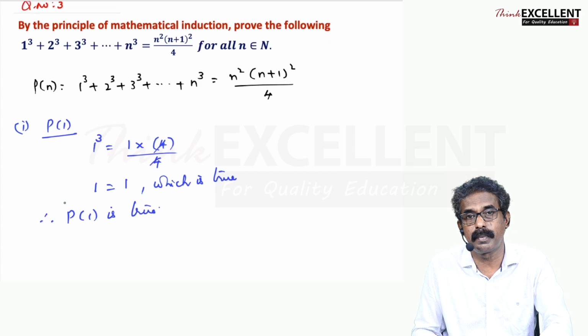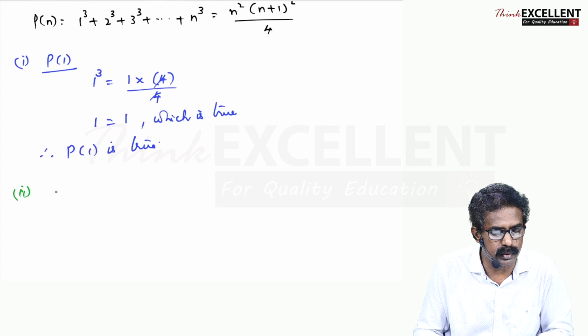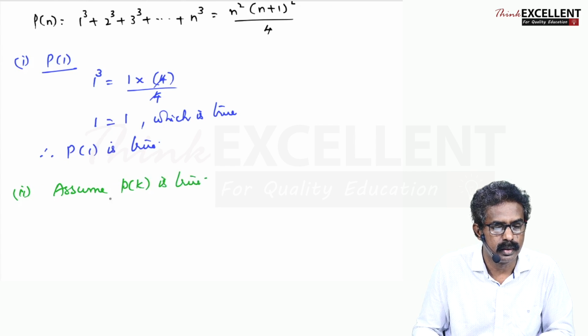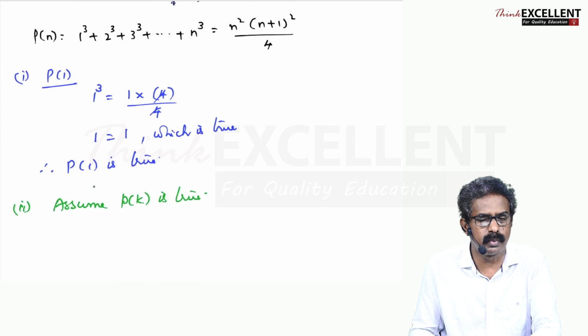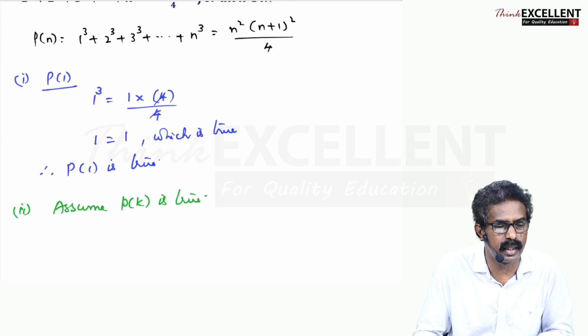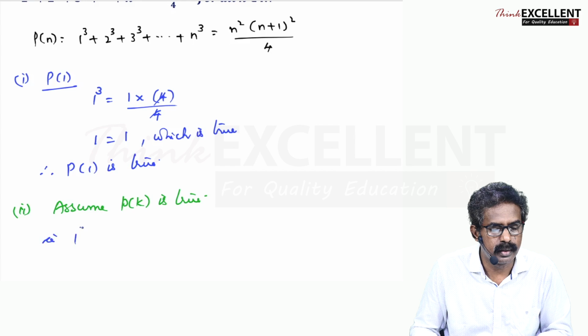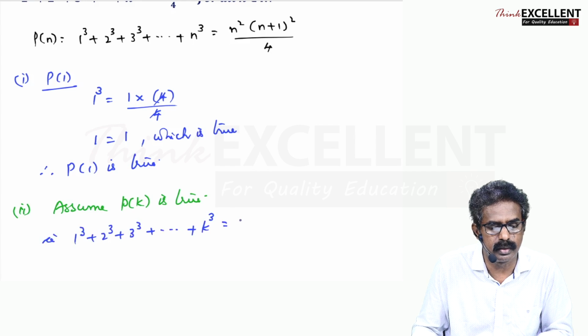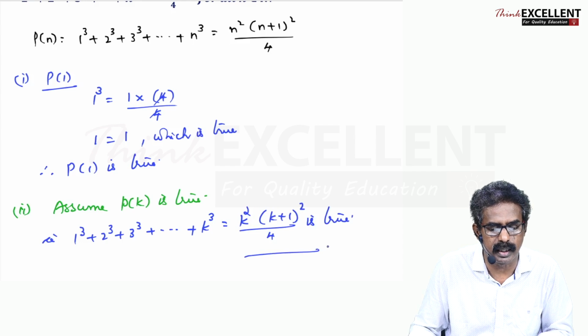So what's the second step? Assume P of k is true, right? Second step, assume P of k is true. So what do you do? Just copy the question, right? Only thing, instead of n, you put k. So that is 1 cube plus 2 cube plus 3 cube plus etc. up to k cube equal to k square into k plus 1 square by 4 is true. It is our assumption. Take it as 1.